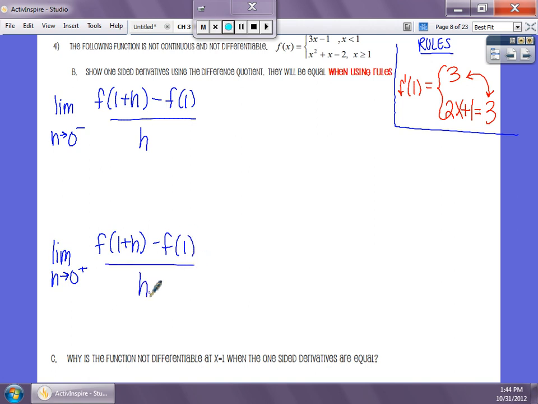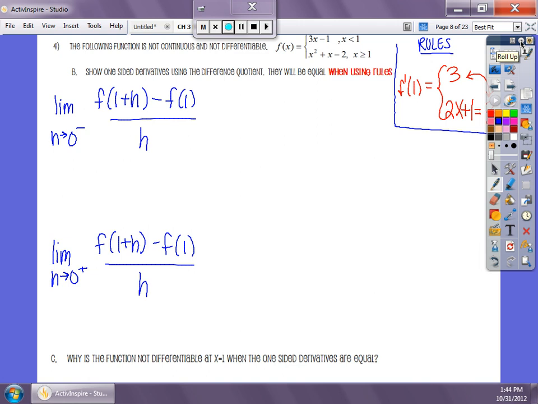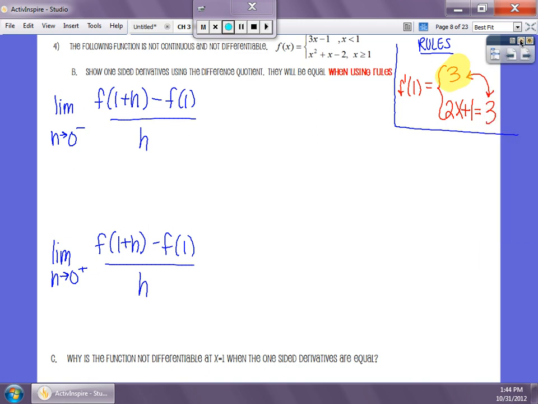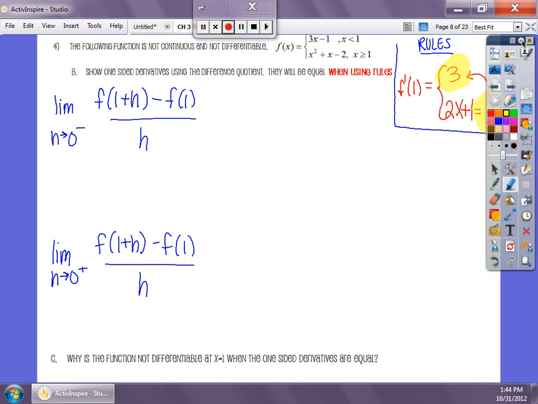Alright, so I want you to notice that here, this and this makes it seem like the derivative exists. We already know it doesn't exist because the function was not continuous. So I'm going to go through and we're going to find the limit as h goes to 0 from the left. If I'm using the left side function, that would be this one, 3 times x, which is now 1 plus h, minus 1, all over h.